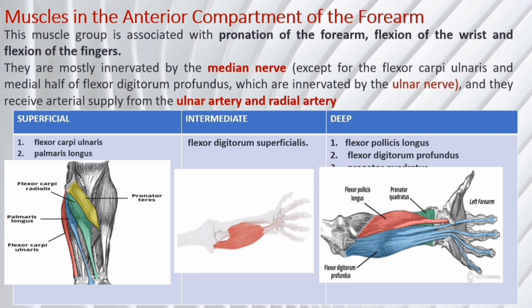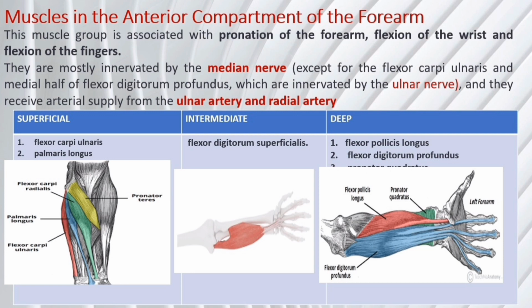Innervation. The medial half acts on the little and ring fingers is innervated by the ulnar nerve. The lateral half acts on the middle and index fingers is innervated by the anterior interosseous branch of the median nerve. Flexor pollicis longus. This muscle lies laterally to the flexor digitorum profundus.